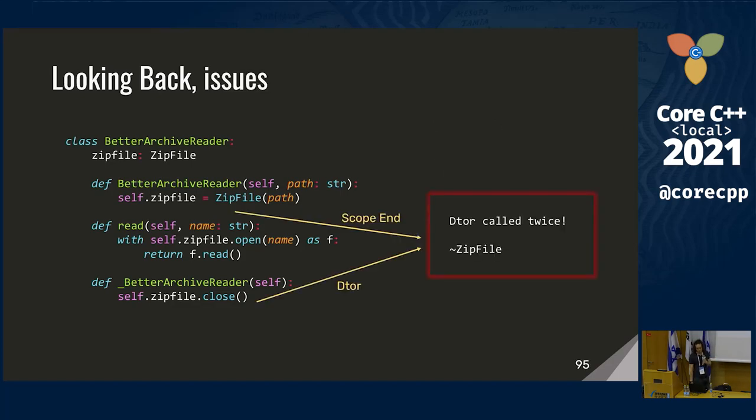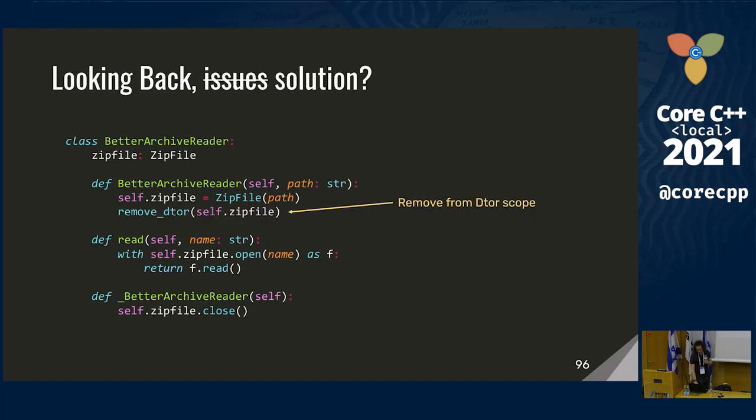Now, there's also one small hiccup. The destructor for the member gets called twice. Once when we leave the constructor, since we leave the scope, the destructor for the zip file, which was created in that scope, gets invoked. And then eventually, when we stop using the class and we call the destructor for our better archive reader, we also call the destructor. Additionally, every usage in the meantime would use a destructed object. Let's say it's undefined behavior. So what can we do about it? Essentially, we just remove it from the destructor scope before we leave the function.